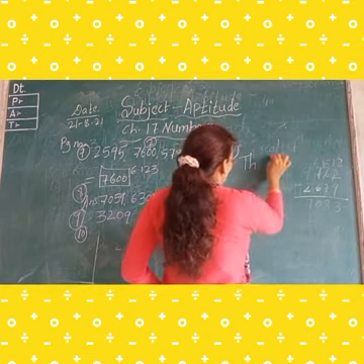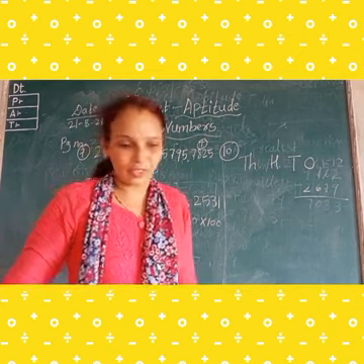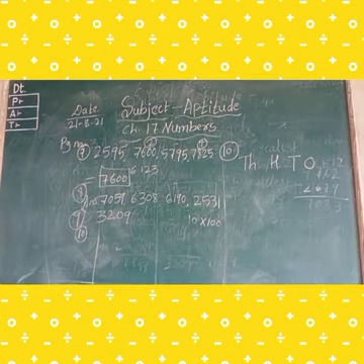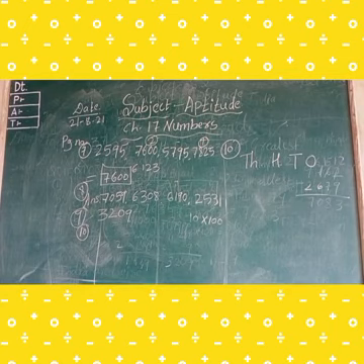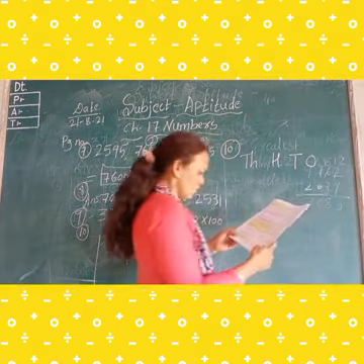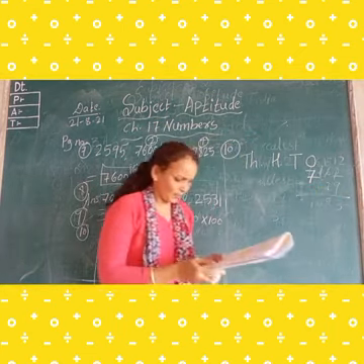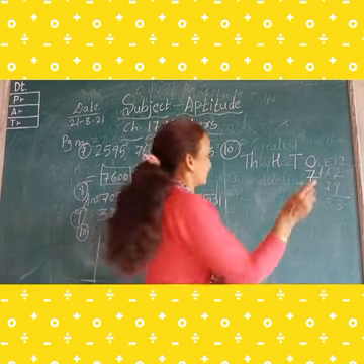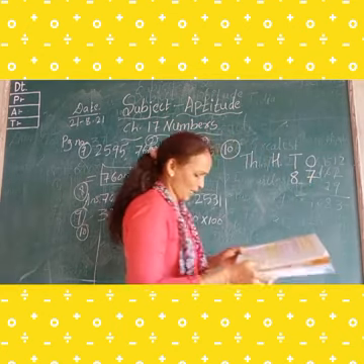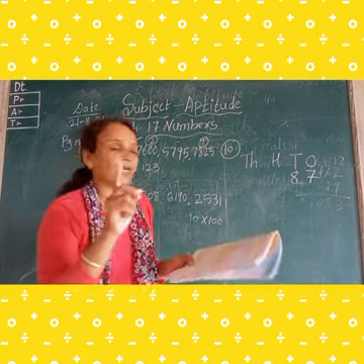4 digits: thousands, hundreds, tens and ones. Okay, children, wait for a minute. I am going to take a chopstick. Now, what is 7 in ones place? 7 in ones place. 8 in tens place. 2 in hundreds place.